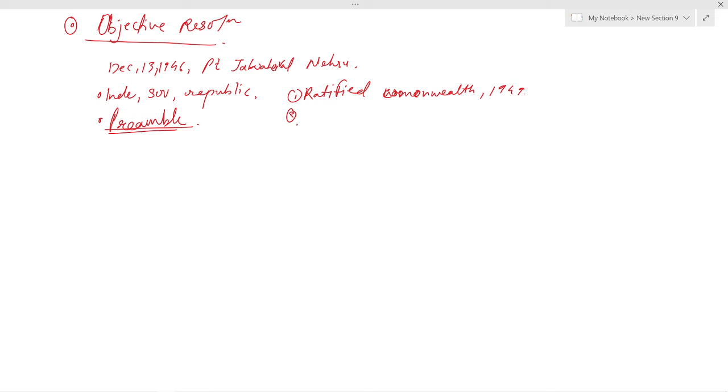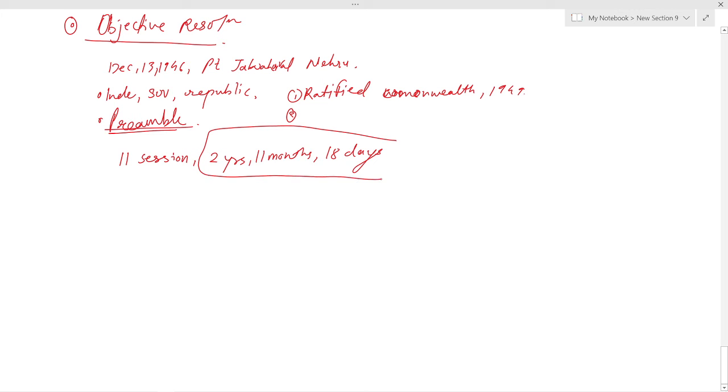In all, the Constituent Assembly had 11 sessions over 2 years, 11 months and 18 days. Is this particular time frame important to be remembered? The answer to this question is yes. In exams like CDS and CAT, this type of question can directly appear in the exam.